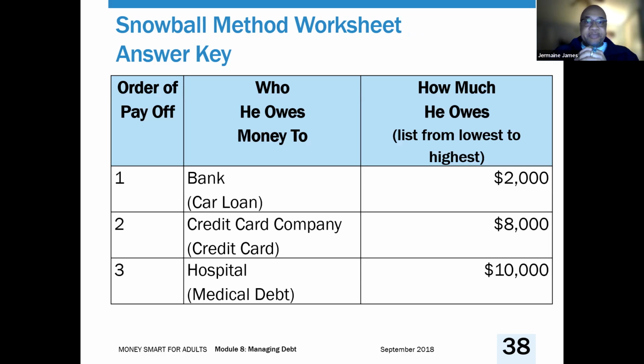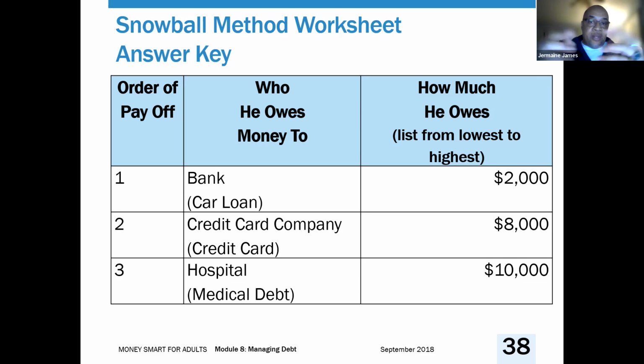Now, when we look at the snowball method worksheet, it's in reverse order. In this instance, we owe $2,000 for the bank loan, $8,000 on the credit card, and $10,000 on the hospital debt. If you remember in the previous worksheet, the second one listed is where you have the highest interest rate, followed by the hospital debt. The snowball method might seem like, oh man, I just paid off my car loan, the amount I owed was $2,000. But as you're paying that off, these other two amounts are still accruing interest.